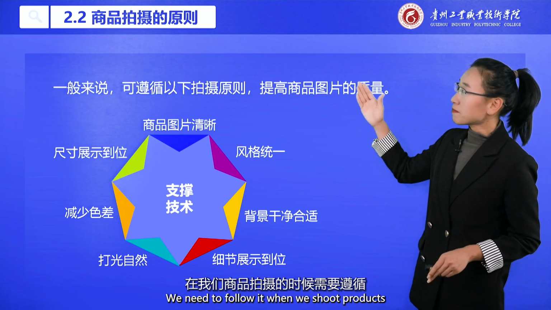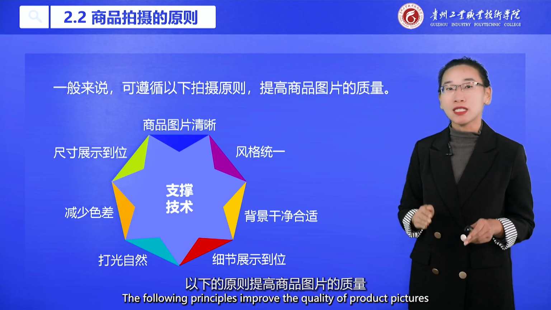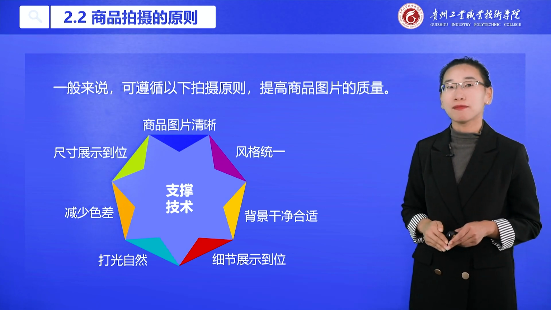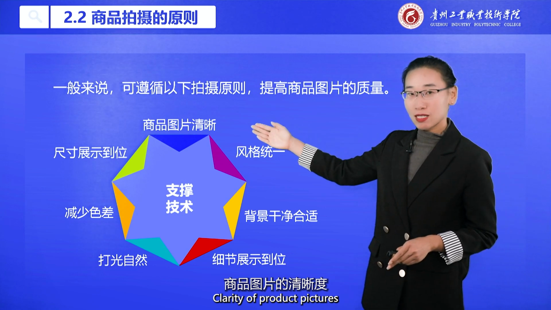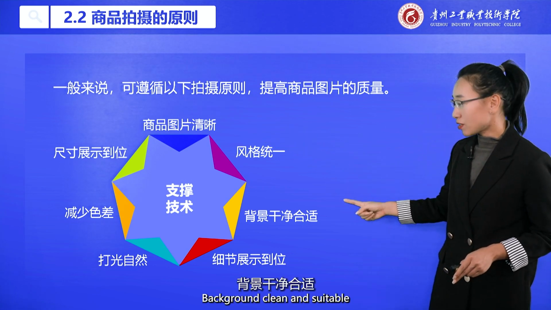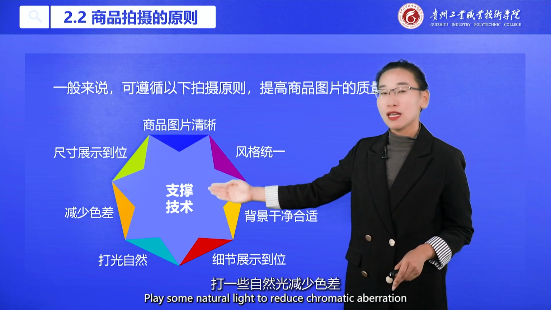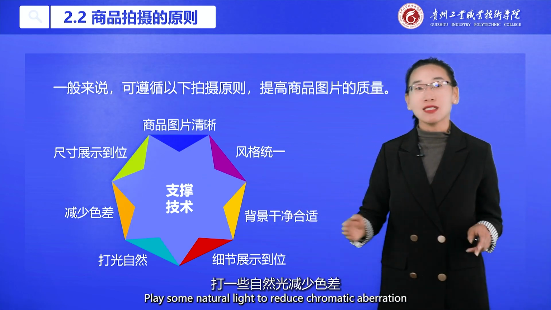We need to follow the following principles when we shoot products to improve the quality of product pictures. Clarity of product pictures. Be uniform in style, with a clean and suitable background, to show the details and our measurements. Use some natural light to reduce chromatic aberration.